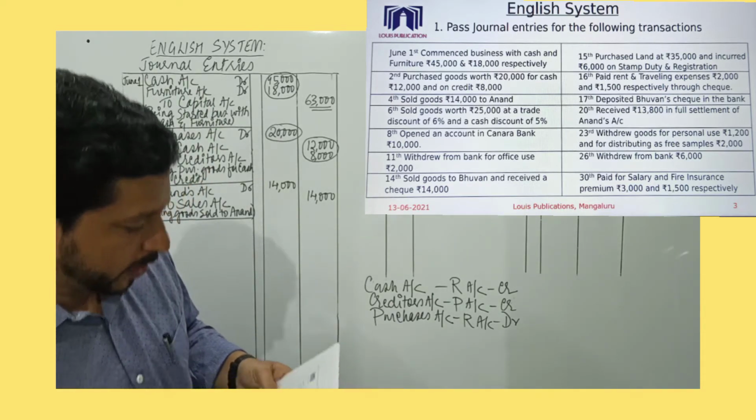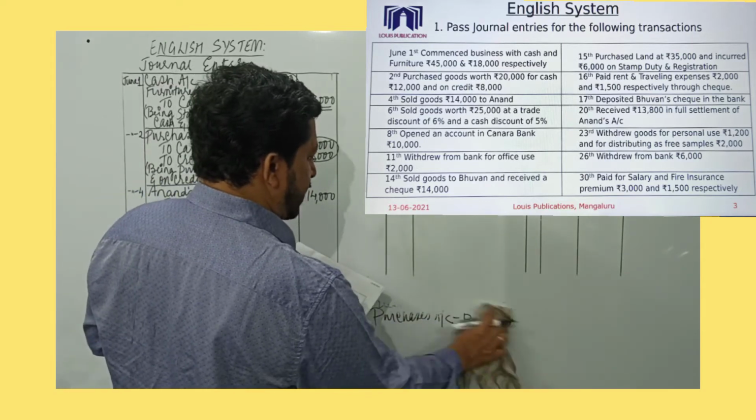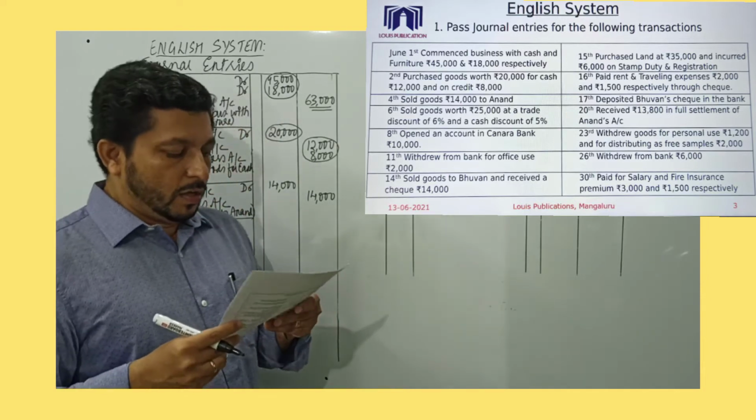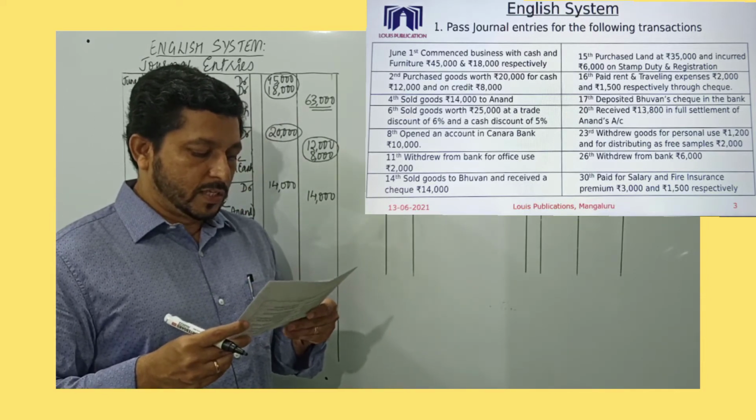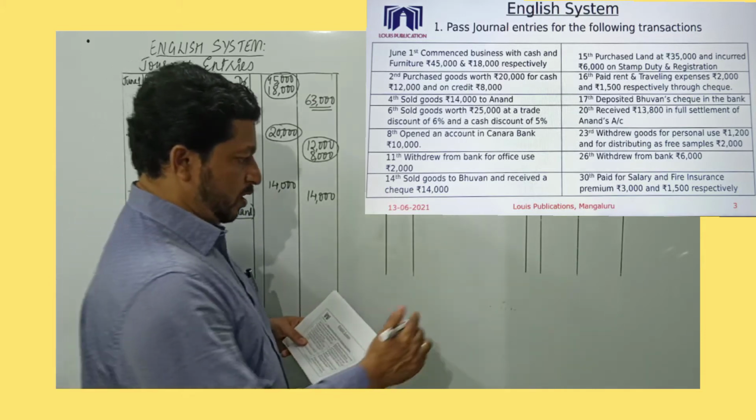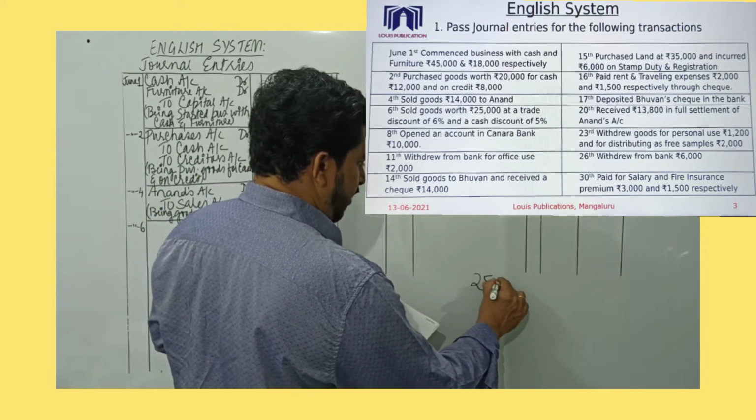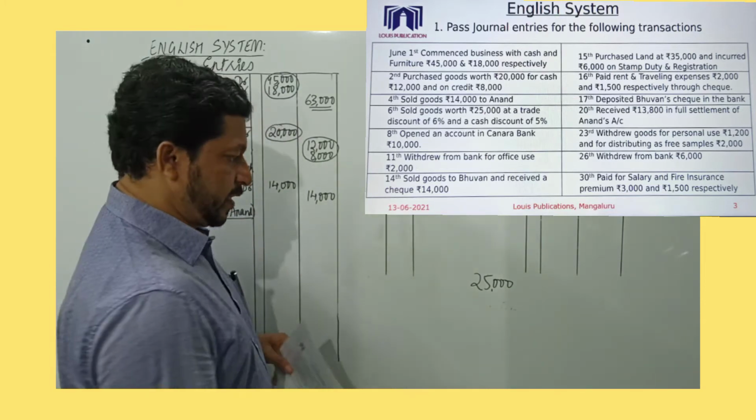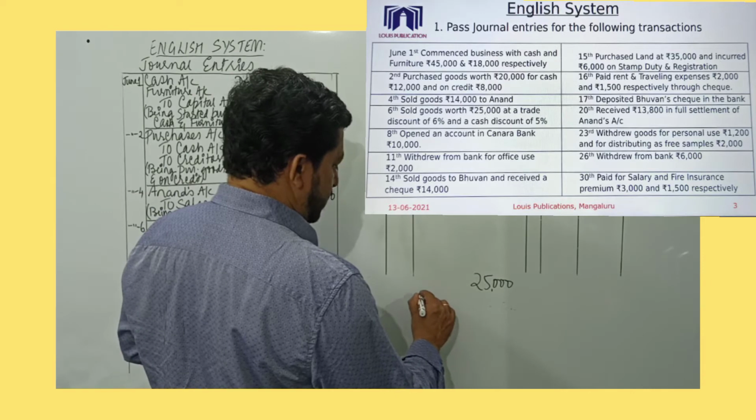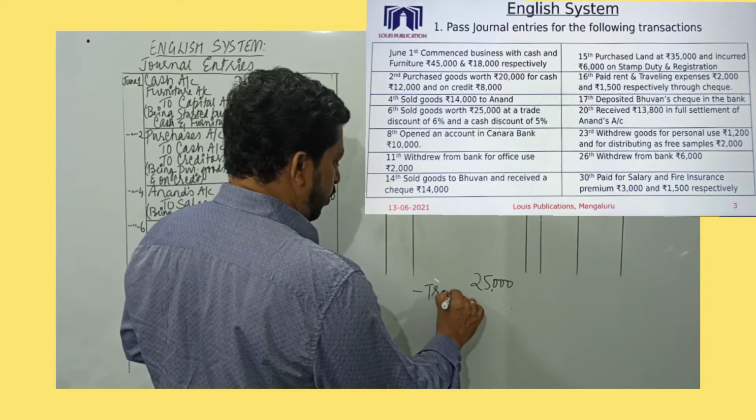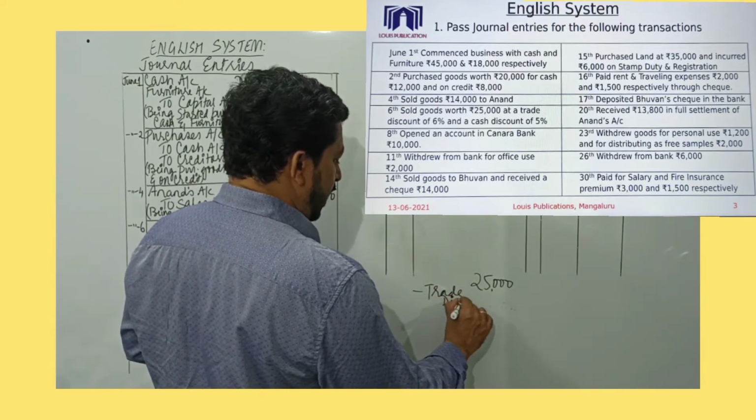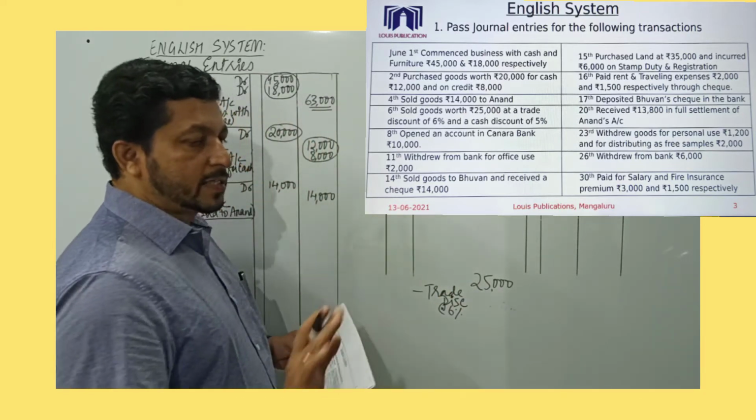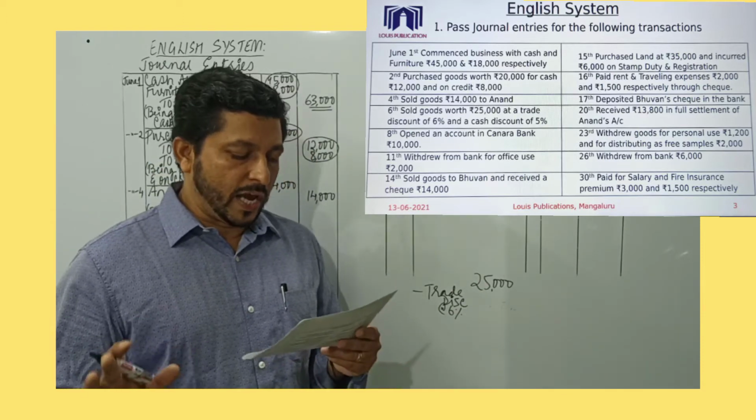Now, a very, very important transaction. More about it we will understand when we come to the concept of cash discount and trade discount. So, June 6th. Sold goods worth rupees 25,000. Transaction value is worth rupees 25,000 and it's given very clearly at a trade discount of 6%. Very, very important point that you have to note. Trade discount will not be a part of our books at all.